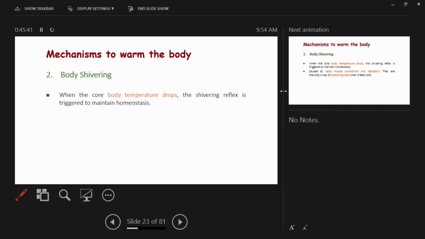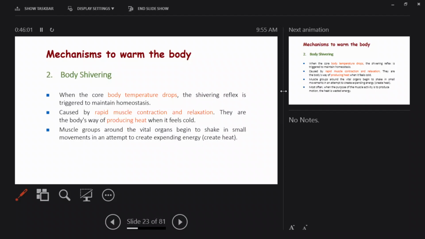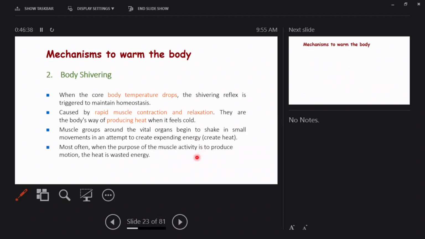Next, body shivering. So when the core body temperature drops below 37 degrees, for example, the shivering reflex is triggered to maintain homeostasis. How do we do that? So this is caused by rapid muscle contraction and relaxation. They are the body's ways of producing heat when it feels cold. So muscle groups around the vital organs, we have muscle surrounding all the vital organs. So this type of muscle around the vital organs will begin to shake in a small movement, not much. Sometimes we don't even realize the movement of this muscle because it's a very small movement. By doing this, expending energy, creating heat to increase the body temperature.